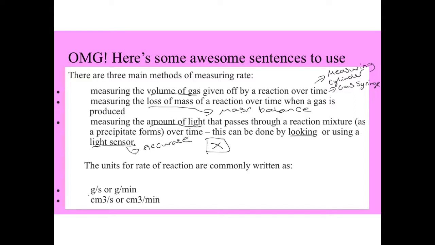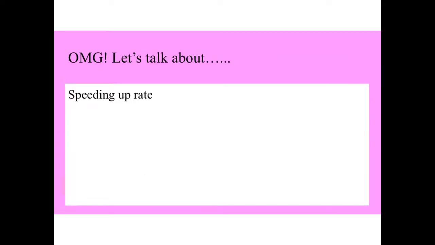Units for measuring rate: grams per second, grams per minute, centimetres cubed per second, centimetres cubed per minute. Rate tends to be written as something formed per minute.